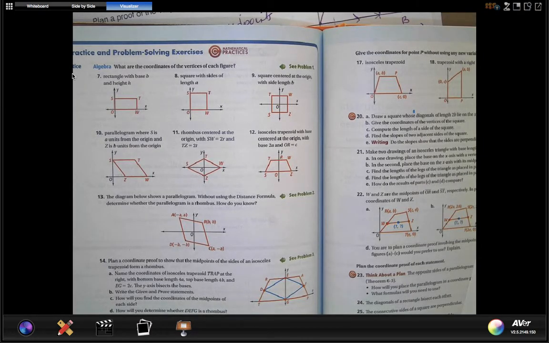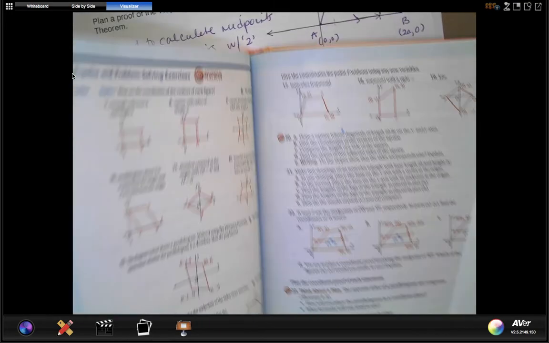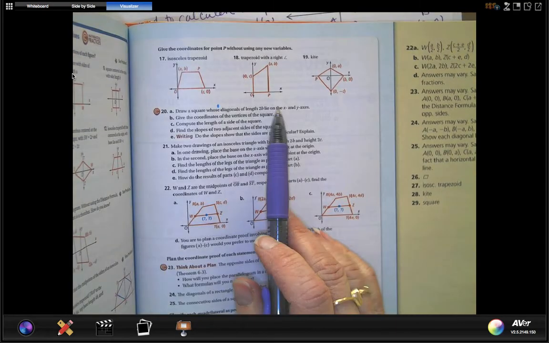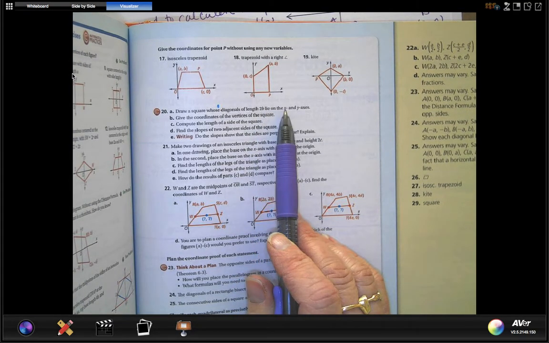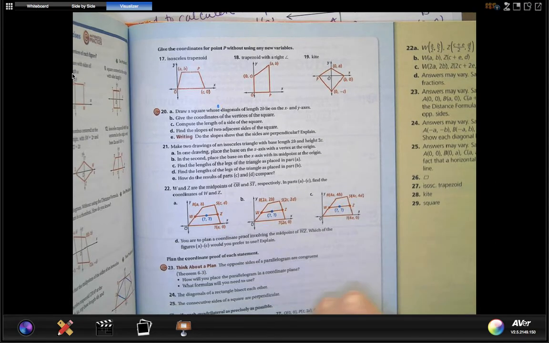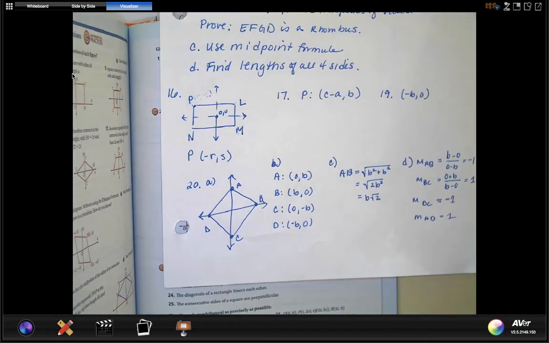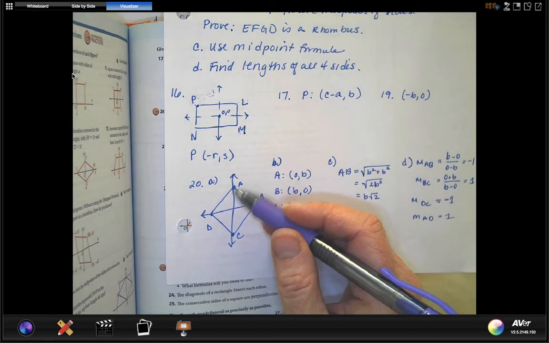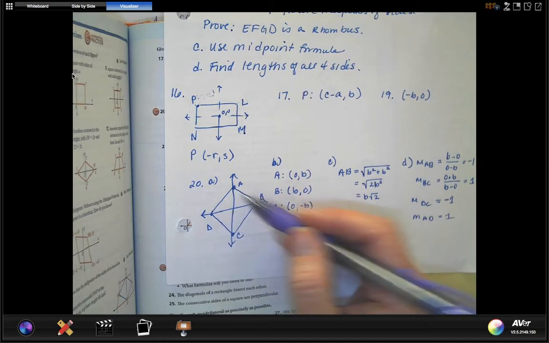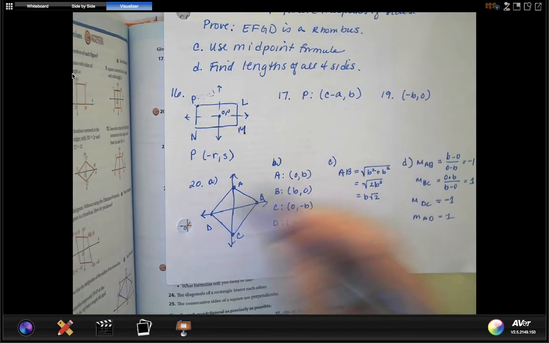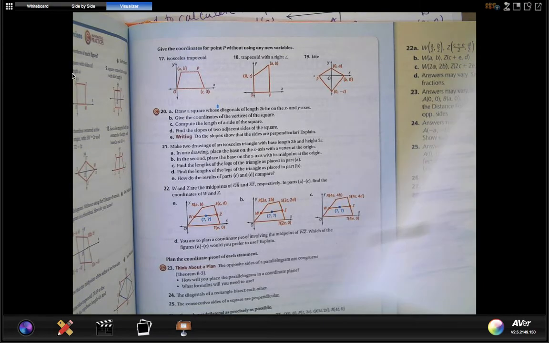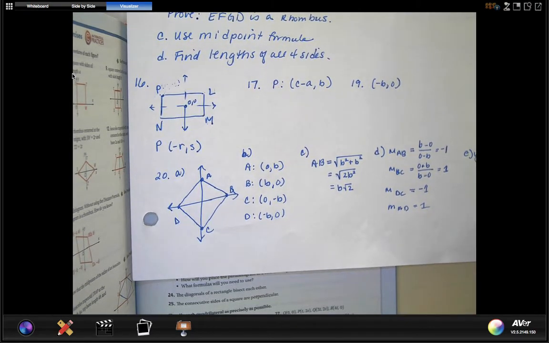Let's see here. All right, 20. Let's do 20, and then that's it. So 20 says, draw a square whose diagonals have a length of 2b that lie on the x and y axes. So I want my diagonals to be on the x and y axes. So I'm going to draw it. I drew it this way. I just think it's a little bit easier. You'll see why. So these would be my diagonals on the x and y axes there. So then when I have to give the coordinates of the square, it's a little bit easier.